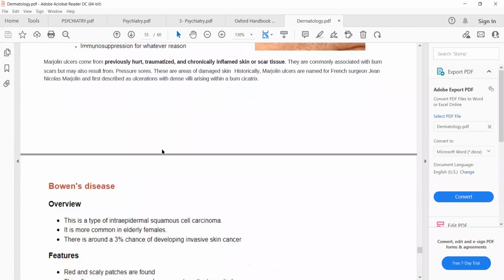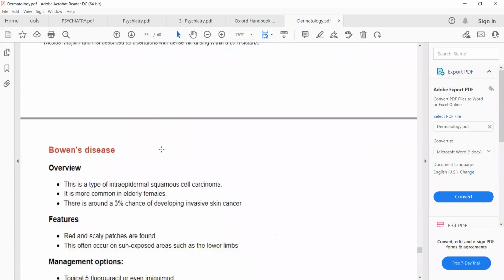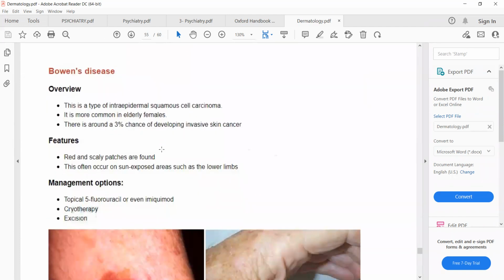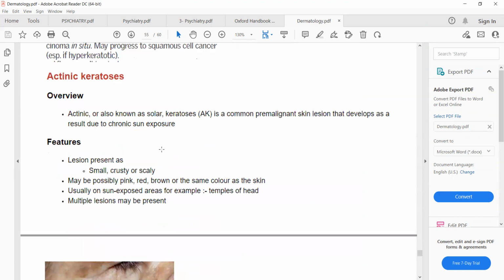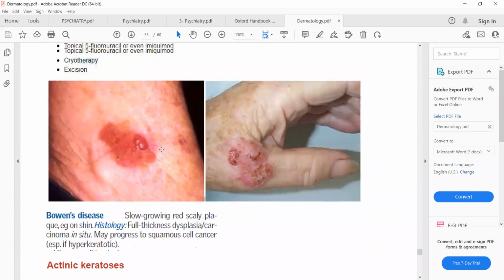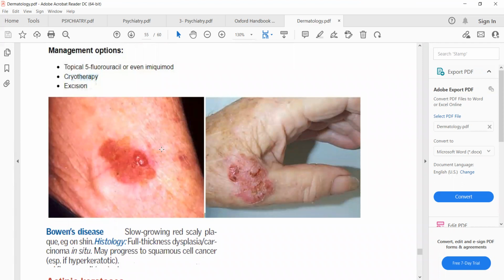So as we discussed, there are two diseases which are a risk factor for squamous cell carcinoma, one of them is Bowen's disease and the second one is actinic keratosis. Now, what is Bowen's disease? Bowen's disease is basically a slow growing red scaly plaque. It's slow growing because it's a pre-malignant lesion, or a precursor to squamous cell carcinoma, or risk factor for squamous cell carcinoma. So remember, a slow growing red scaly plaque.